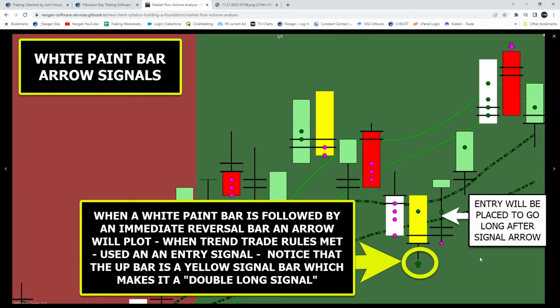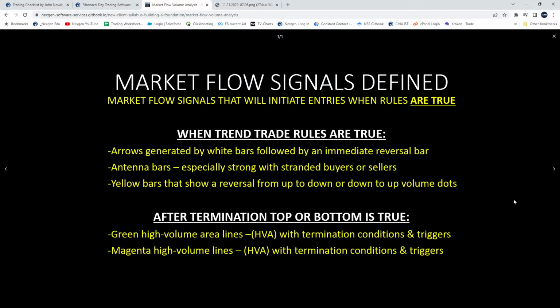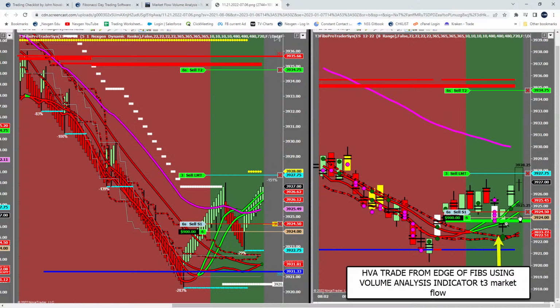And the only time you're going to do it is when you're either at a top or a bottom, or all of your trend trade rules are true. And that eliminates 99% of the bars, so you don't even have to look at them. Is that helpful? So good top, good bottom. Buy the green line and hope for the best. Or vice versa, obviously.